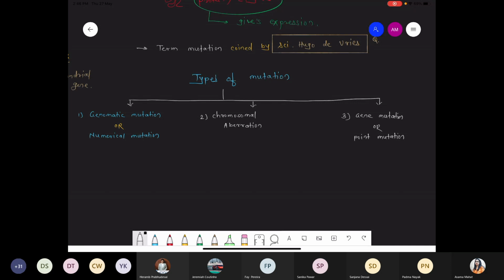So should we start with the genomic one? Hmm?